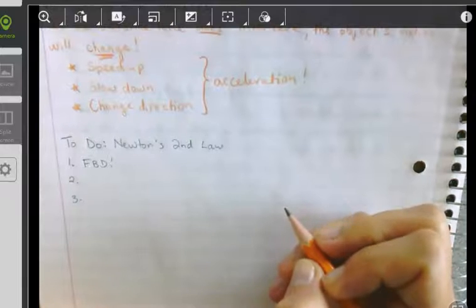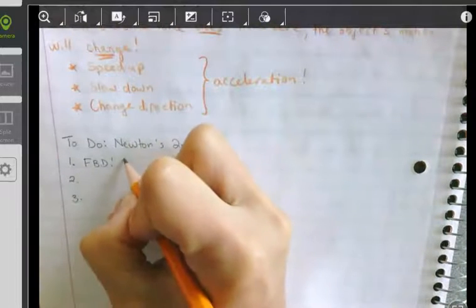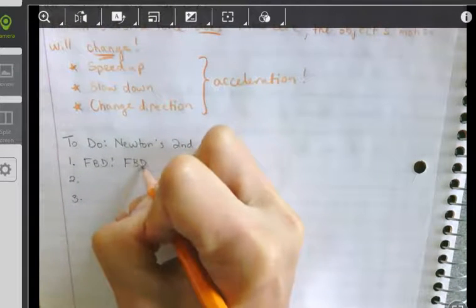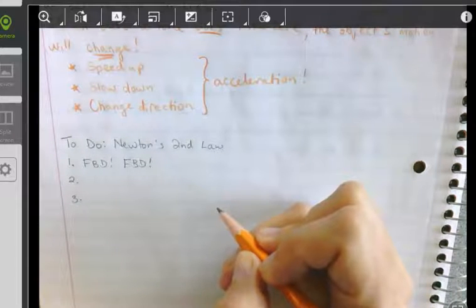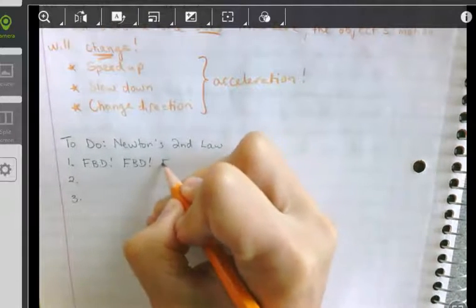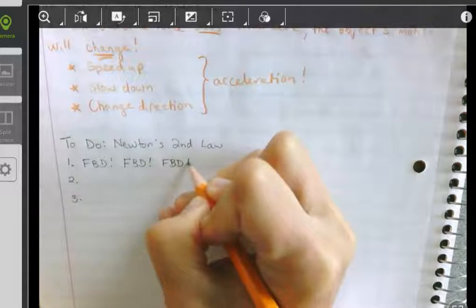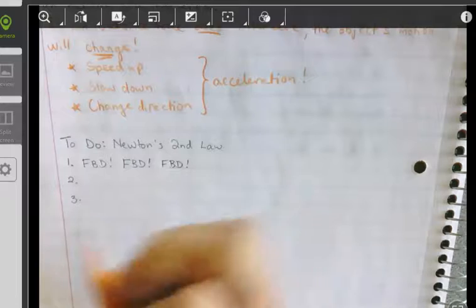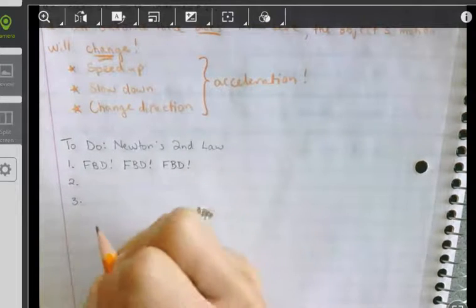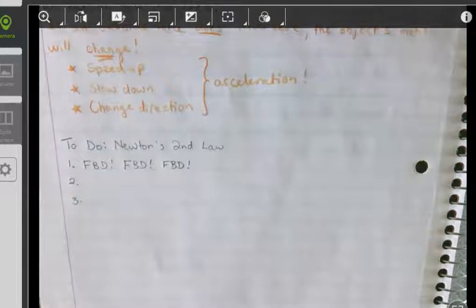Step two for Newton's second law. No, I'm really not kidding. Make a free body diagram. Seriously, make a free body diagram. Do not go on to step two until you've made a free body diagram. You've labeled all the forces with all the formulas you have and all the information you have.